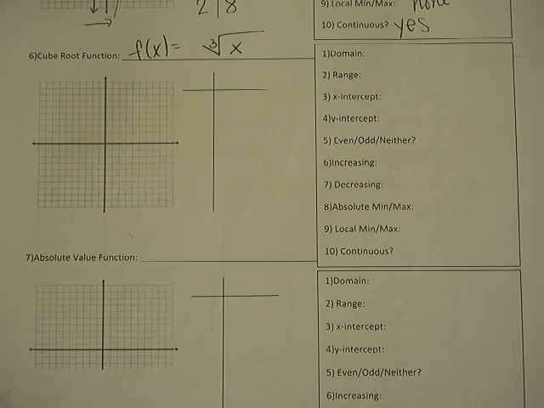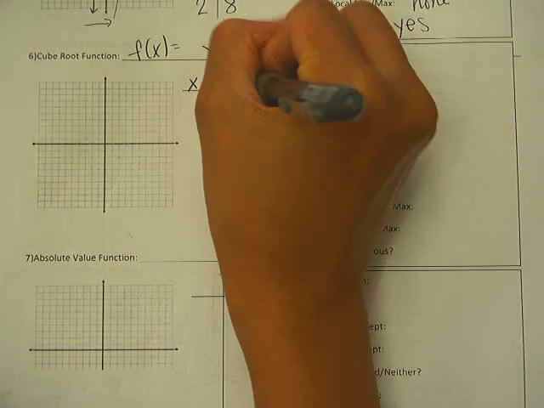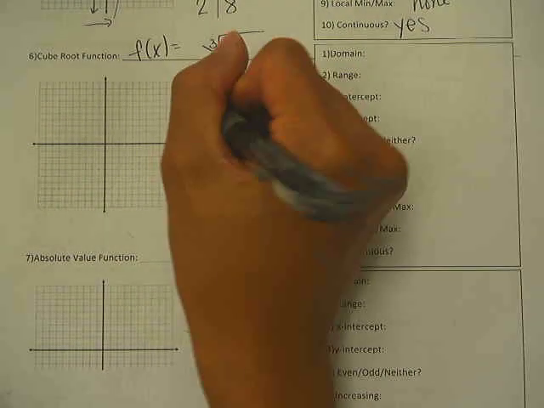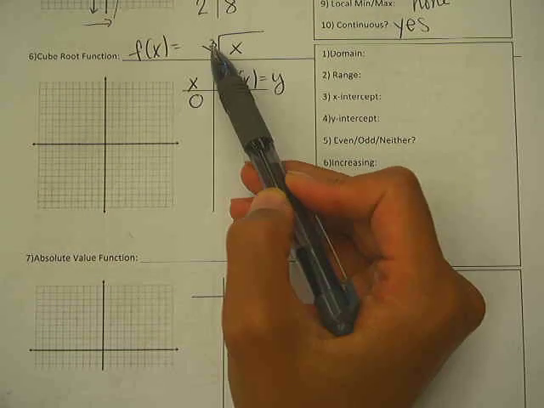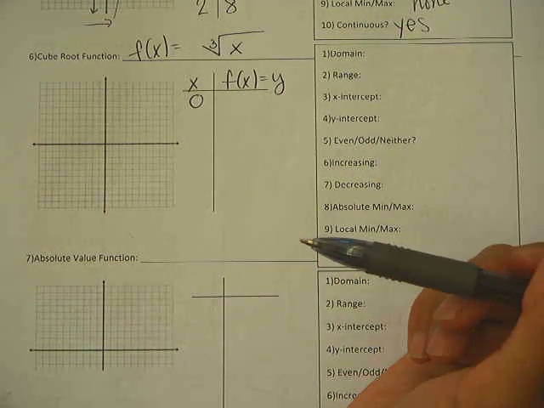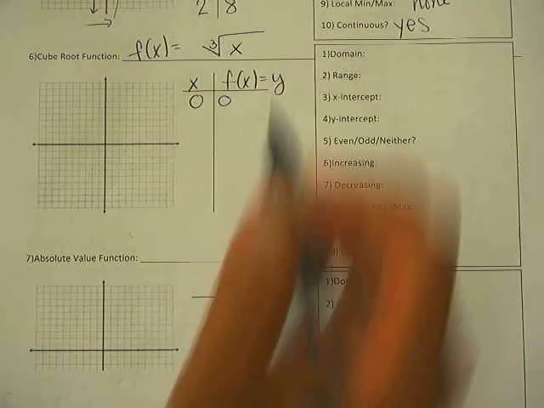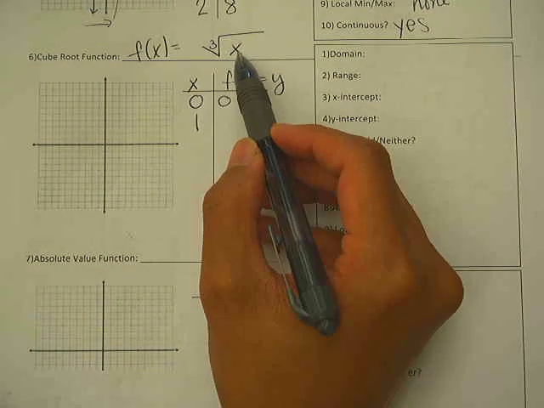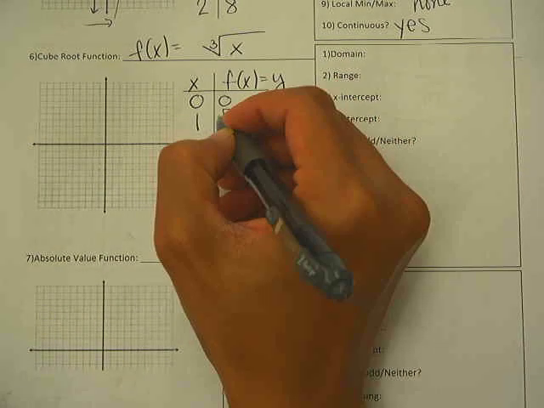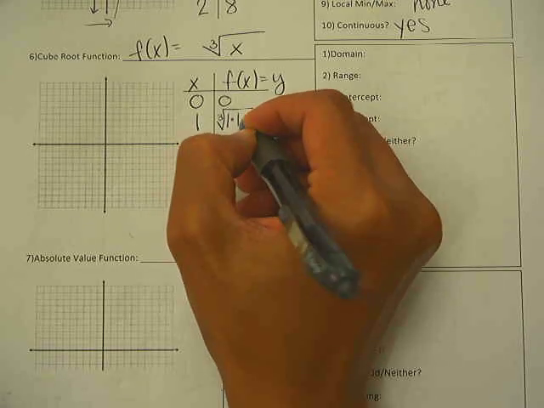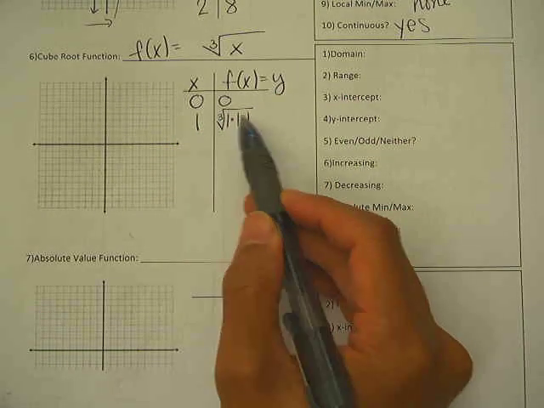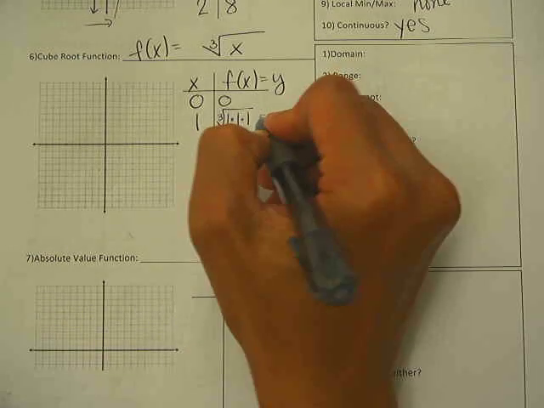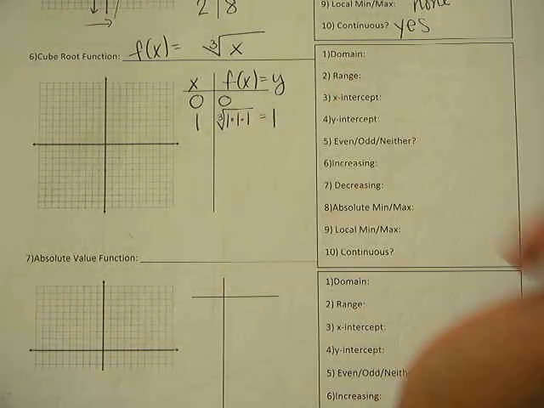Let's take some inputs and outputs, x and f of x, which is also the same as y. So let's choose 0. Third root of 0 is 0. Let's choose 1. Third root of 1 is, remember, third root means, hey, I need 3 identical things to get it out from under the radical. Because it's 1, that means 1 times 1 times 1 is still 1. So therefore, there's 3 identical numbers there. I can pull it out, so that's actually 1.